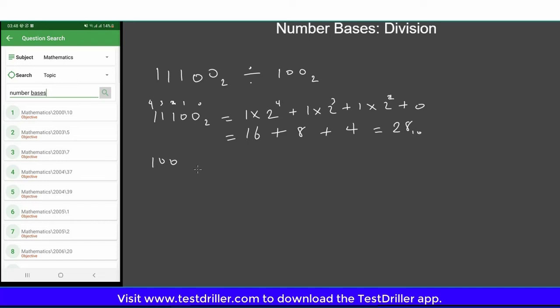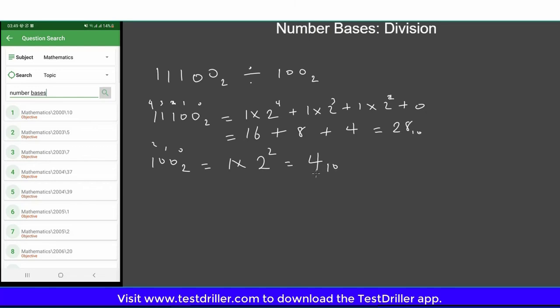So let's do the same for 100 in base 2. Let's convert to base 10. It is 0, 1, 2, right? So you say 1 times 2 raised to the power of 2. You can ignore the rest since the rest are zeros, right? You can ignore the zeros because they will end up giving you 0 and they won't contribute to the sum. So this is 1 times 2 raised to the power of 2, which will give you 4 in base 10.